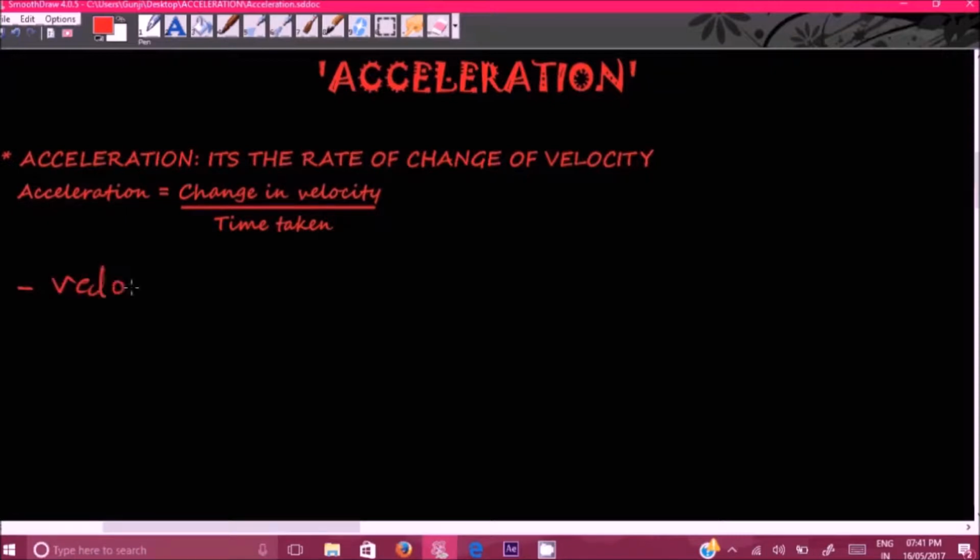Acceleration is a vector quantity. It has a size and a direction too. SI units: meter per second square. Let's understand the concept of acceleration through the boat problem. We will be taking two scenarios for the boat problem.